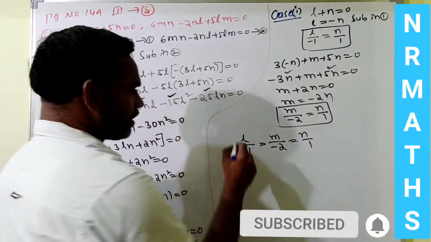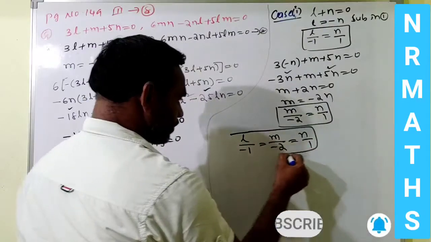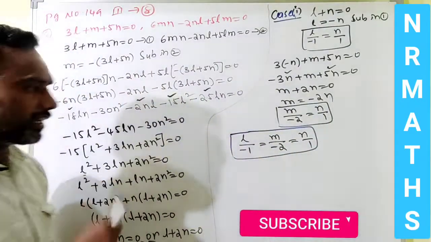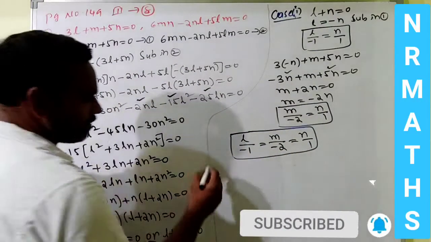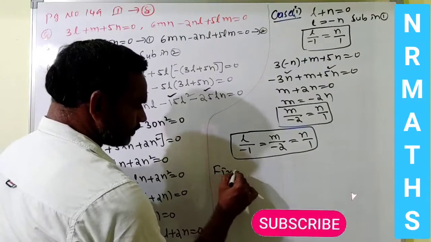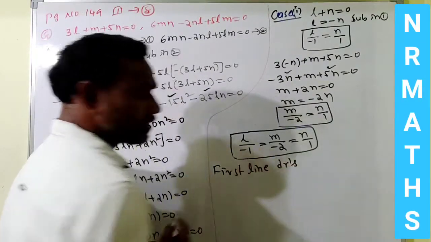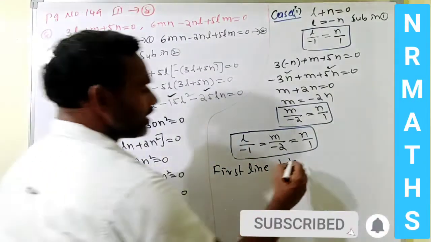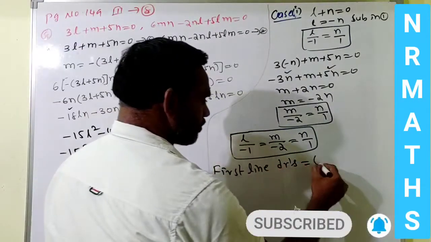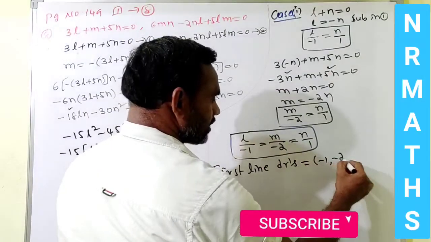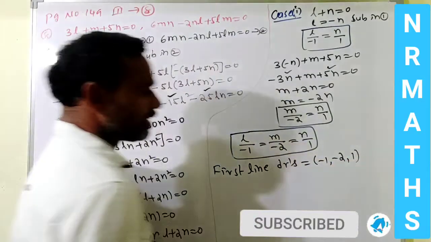Now it is the direction ratios of one of the line. Now first line or second line as well wish. First line DRs, not DCs, DRs. It is the denominators. L denominator is the minus 1, M denominator is the minus 2, N denominator is the 1.